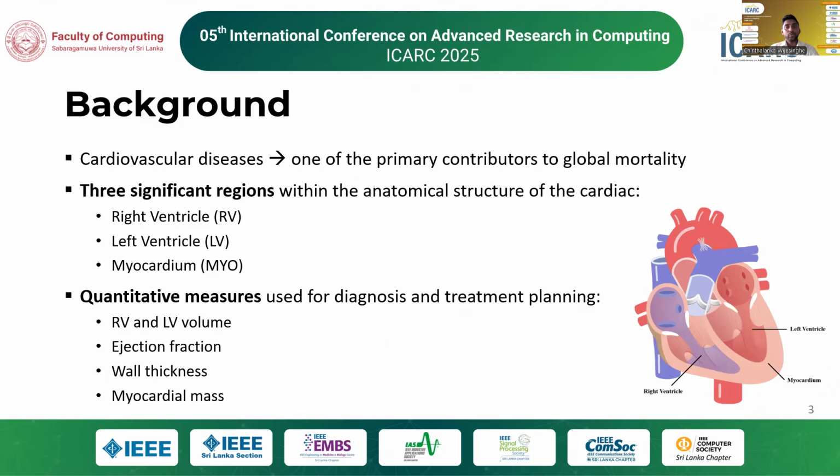Cardiovascular diseases are known as one of the primary contributors to global mortality. Therefore, accurate segmentation of the cardiac is vital for effectively diagnosing cardiovascular diseases. The anatomical structure of the cardiac comprises three main significant regions as depicted in this figure. They are the right ventricle, left ventricle, and the myocardium regions. Extracting various quantitative measures such as right ventricle and left ventricle volume, ejection fraction, and so on becomes possible by segmenting the cardiac into these anatomically significant regions, which helps in diagnosing cardiovascular diseases.